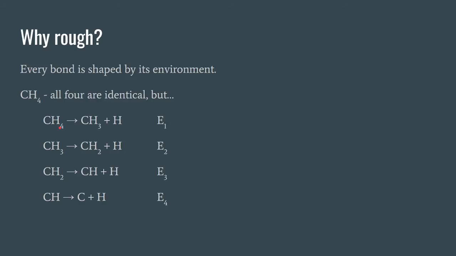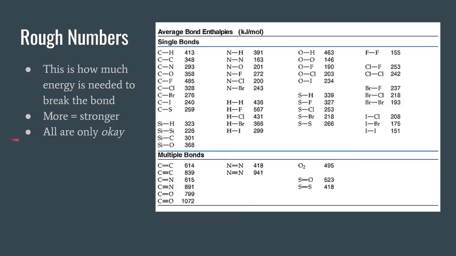So it's kind of weird. And on top of that, this is how you measure the carbon-hydrogen bonds in methane. The carbon-hydrogen bonds in other molecules are going to be different. There's just no way about it. These numbers are rough. They are not the most accurate thing in the world.